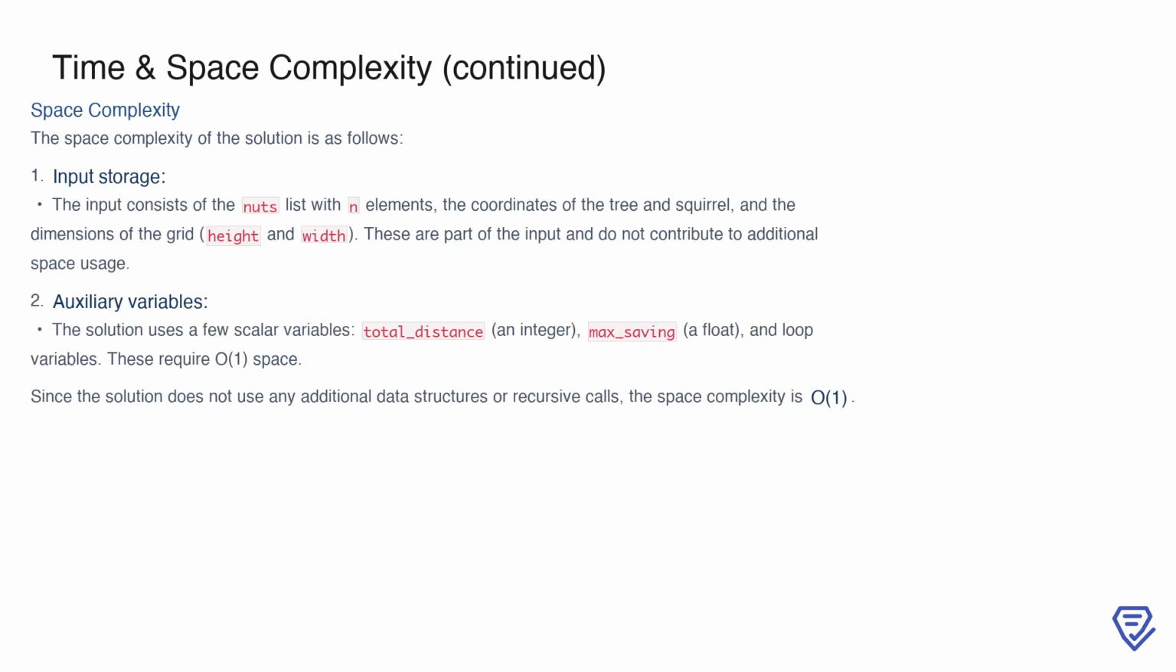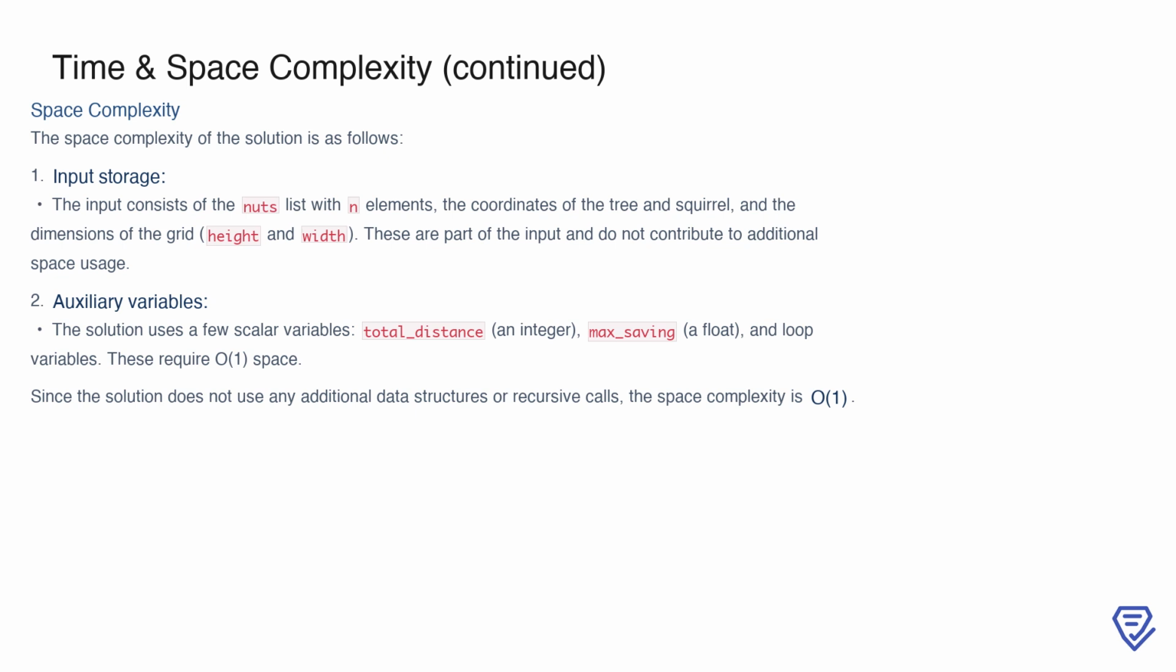Now, let's evaluate the space complexity of the solution. The input includes the list of n nuts, the coordinates of the tree and squirrel, and the dimensions of the grid. Since these inputs are provided and not created within the algorithm, they do not contribute to additional space usage.